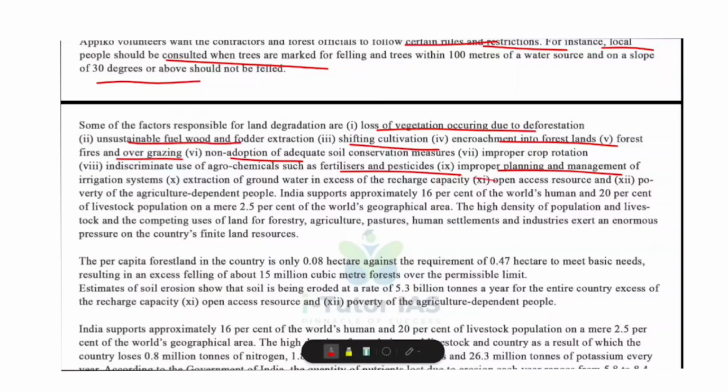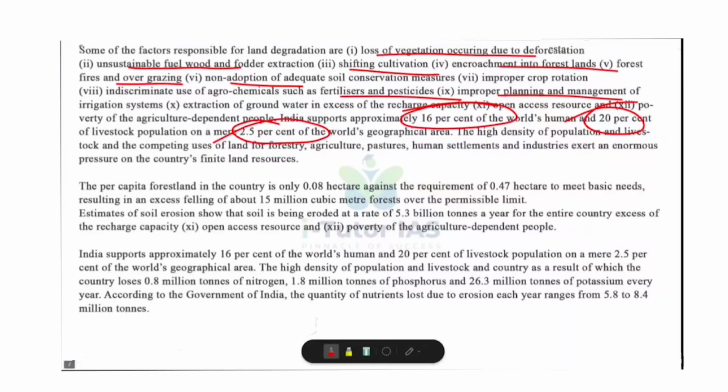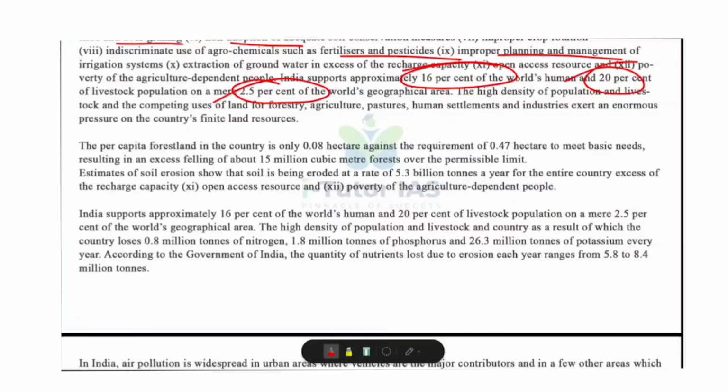India supports almost 16% of world's population and 20% of livestock on just 2.5% of world's land, creating huge pressure on land for forestry, agriculture, pastures, settlement and industries. So, protecting land and forest is critical for sustainable development. Okay. Now, let's look at some critical statistics about India's land and forest.